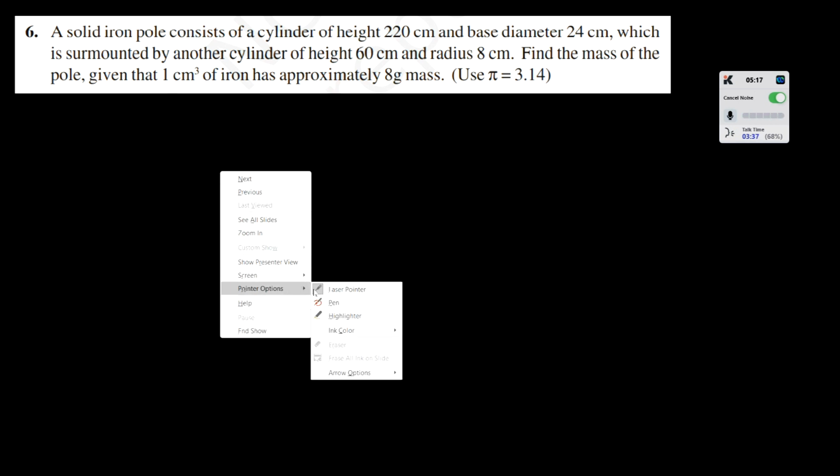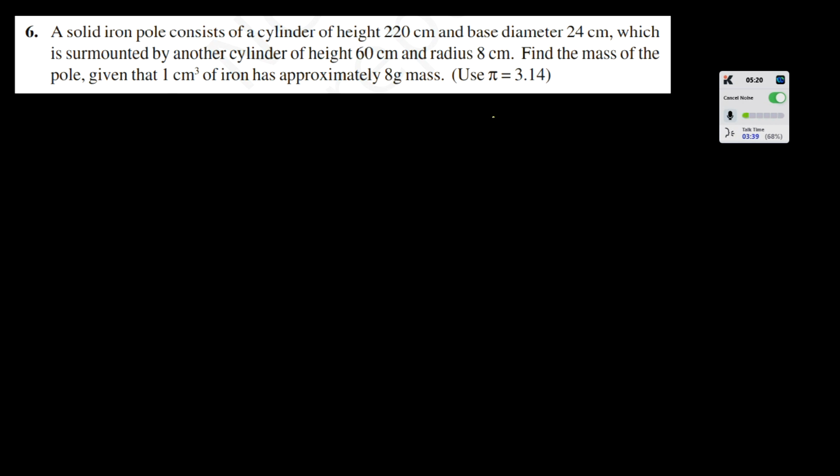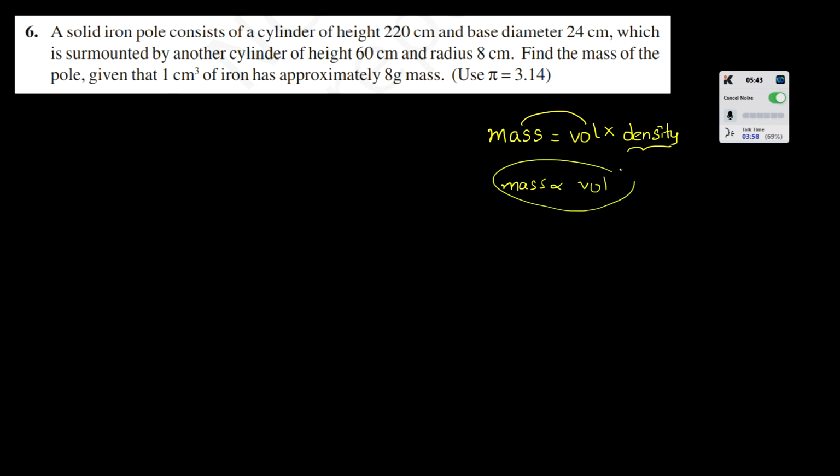Listen here, okay? Highlight with the colorful letters. Mass is equal to volume into density. But since density is constant, we can directly relate mass is equal to volume. Mass directly proportional to volume. Okay. Now we have to find volume for this question. Now see here, and the diagram is as follows. Here, a solid iron pole consists of a cylinder of height 220 centimeter. Let me draw that thing.